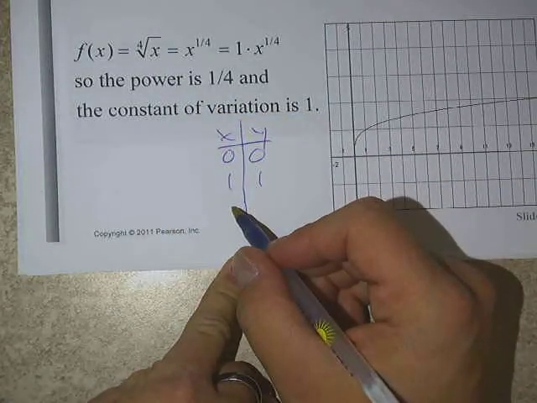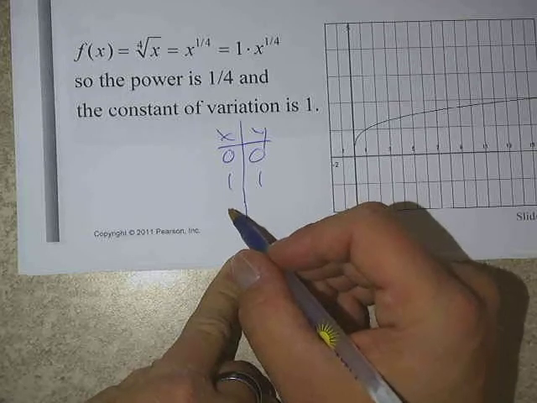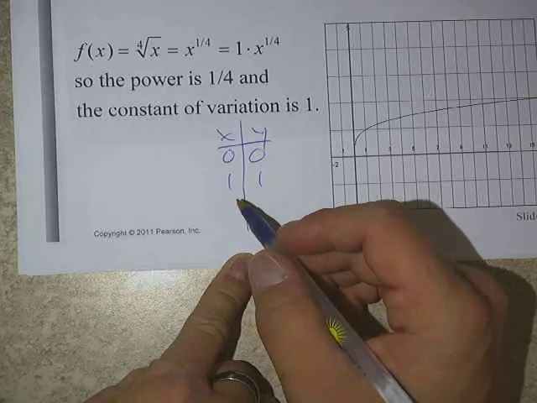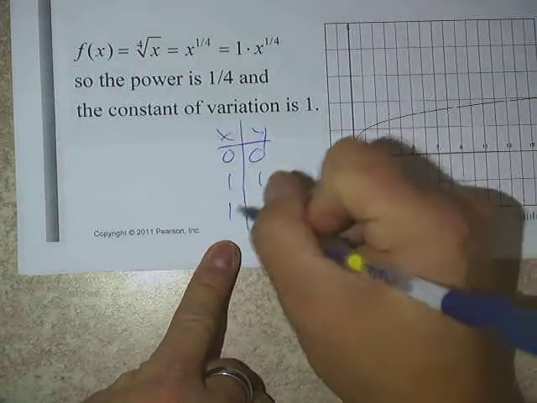So if I do 0, I'm going to put 0 in there. And if I put 1 in there, I'm still going to get 1. But then what next number might I put in here to get a whole number y coordinate? I don't want to put 2 in here because the fourth root of 2 is not a whole number.